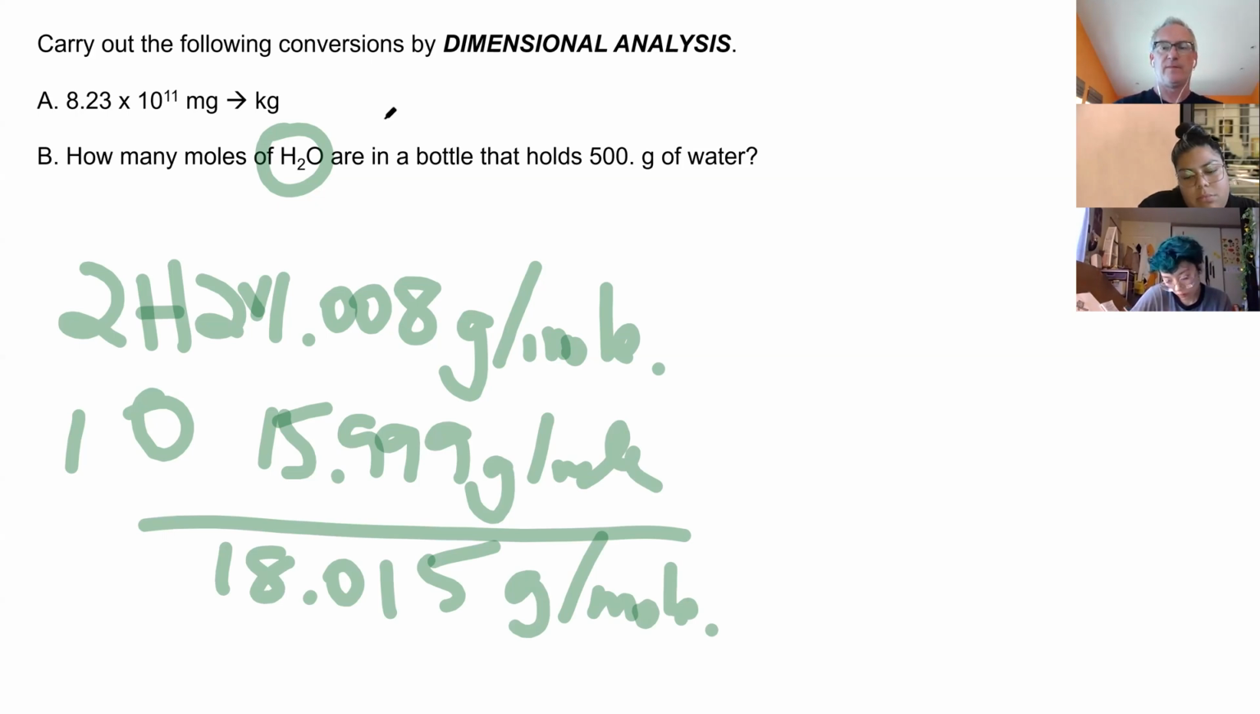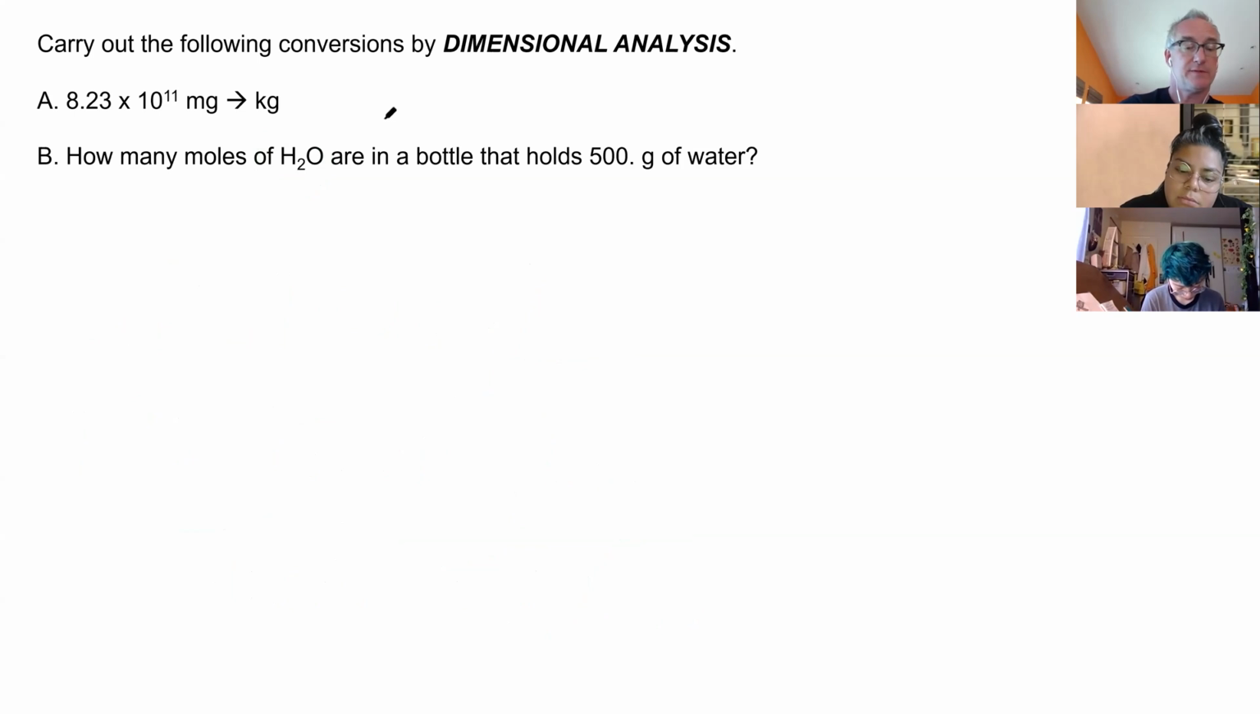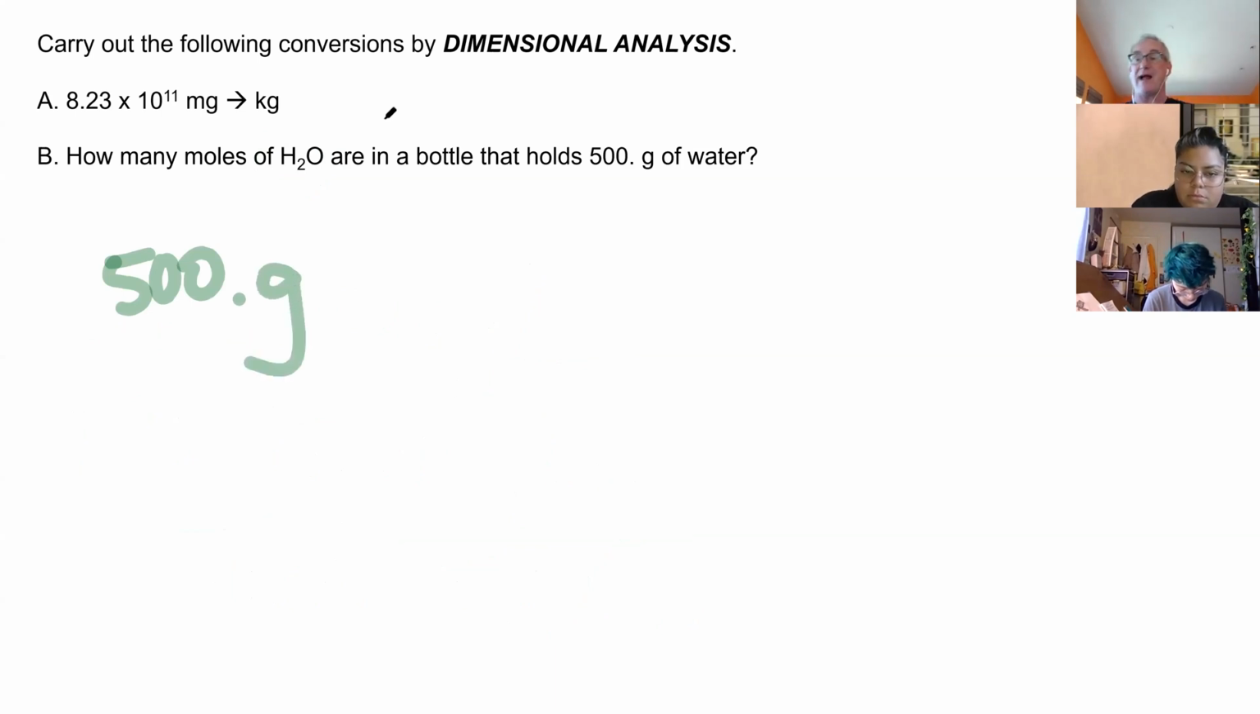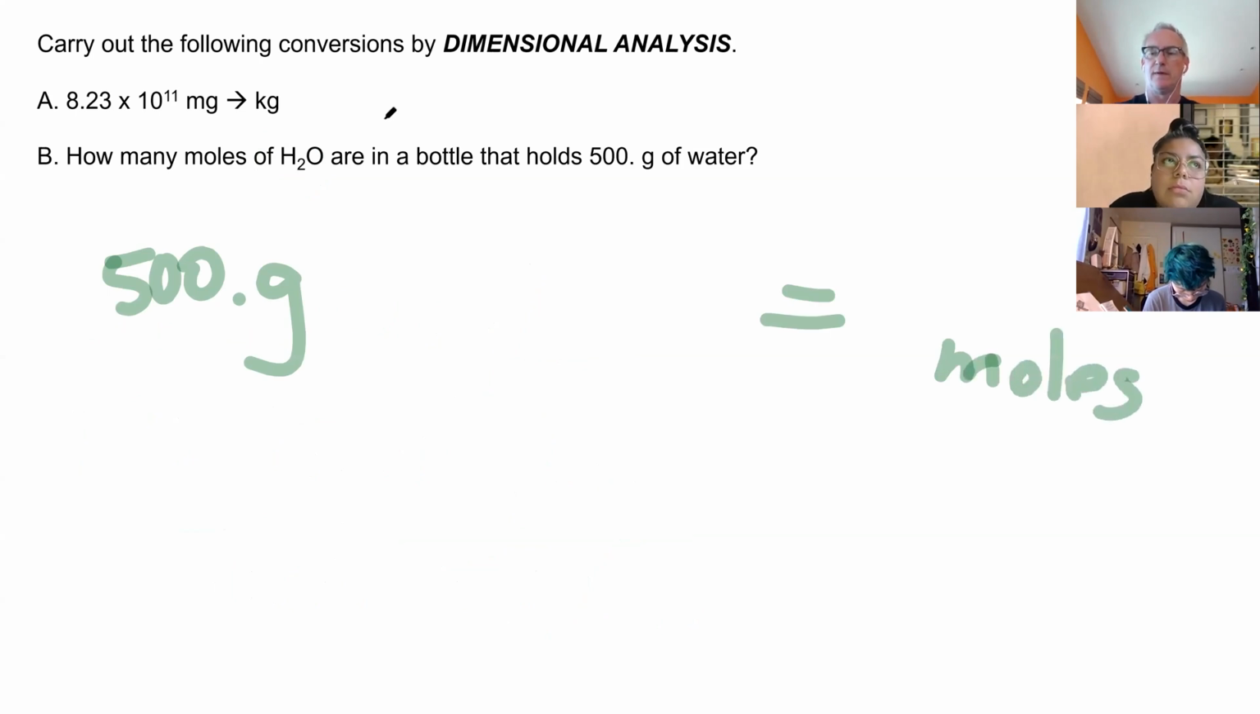Whenever you get a dimensional analysis question, the first thing I do is write down the number I'm given. The number I'm given is 500 grams. So I write that down, 500, and there's a decimal, which we know now is important. So that's the number I have. Now, what's the number I want? I want to do something to that number. At the end, I'm going to get moles of water.